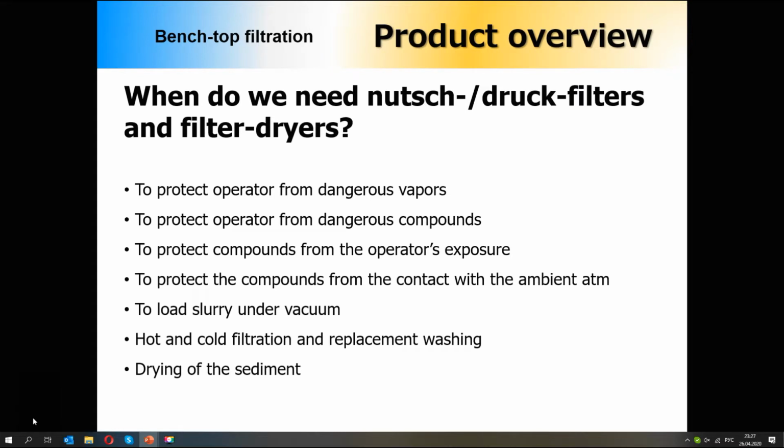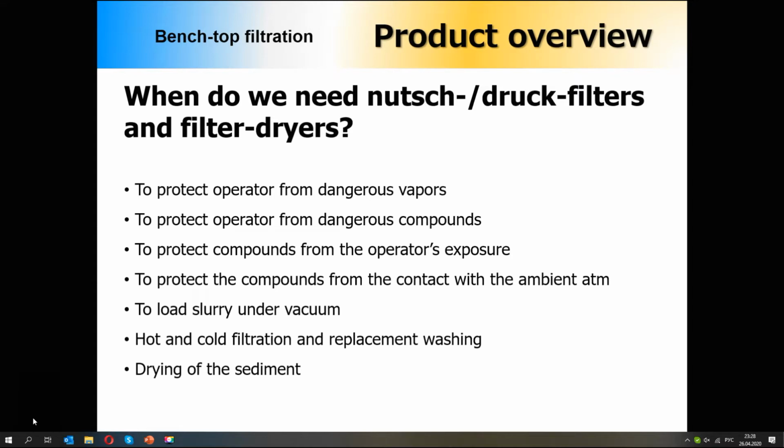Of course, you cannot do this in a Buchner funnel. Well, to some extent you can do this. When after the filtration you can take out the Buchner funnel and put it into the drying oven.